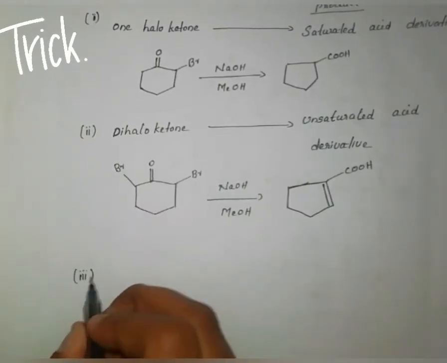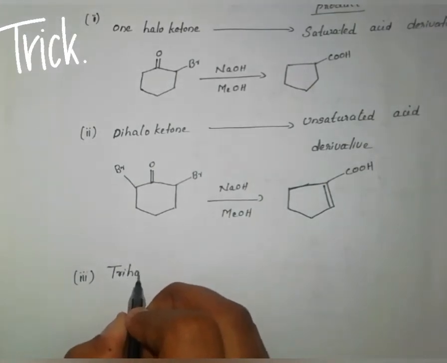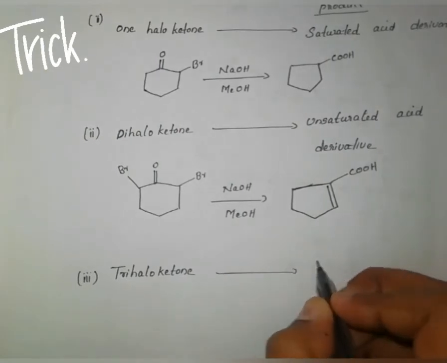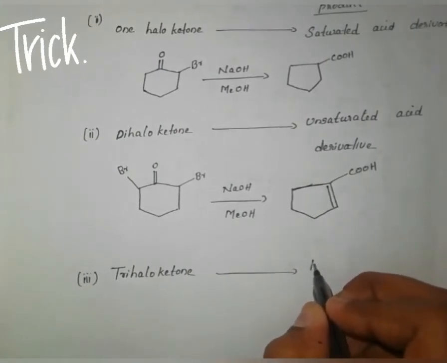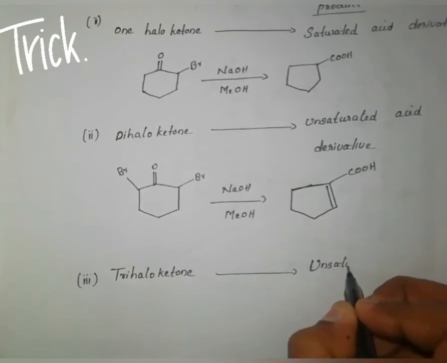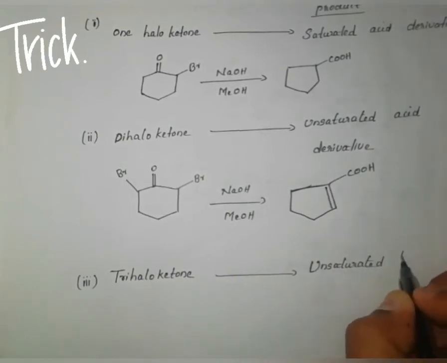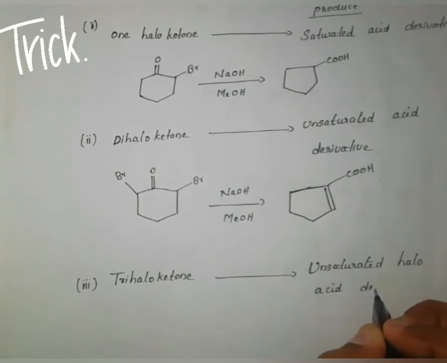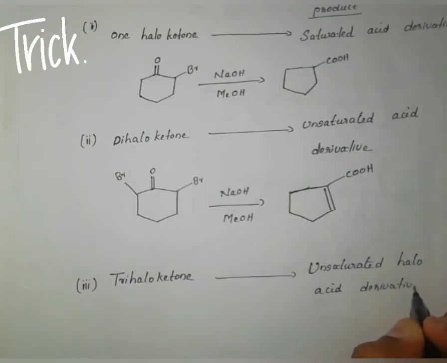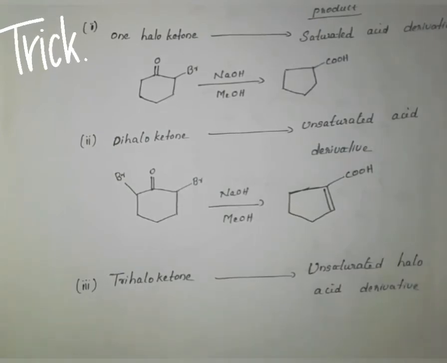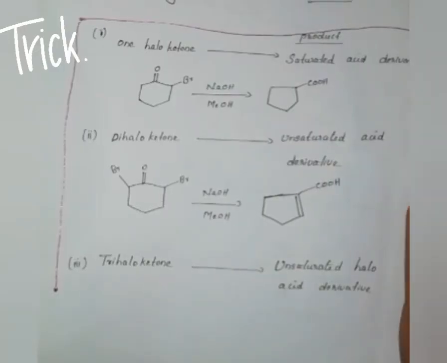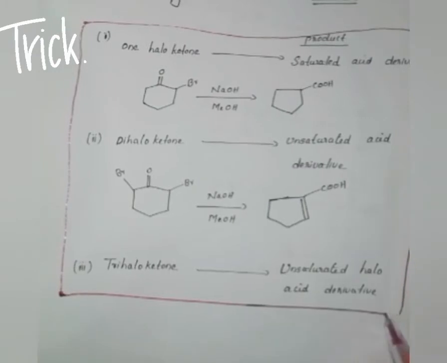And if it is a trihaloketone, then the product becomes an unsaturated halo acid derivative. Okay, this is an important point that you should keep in mind. This is a simple trick to identify the final product.